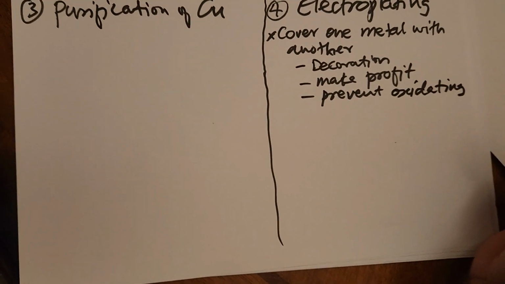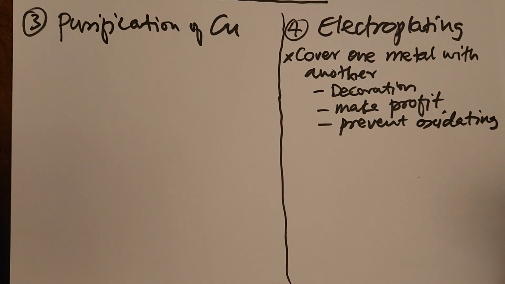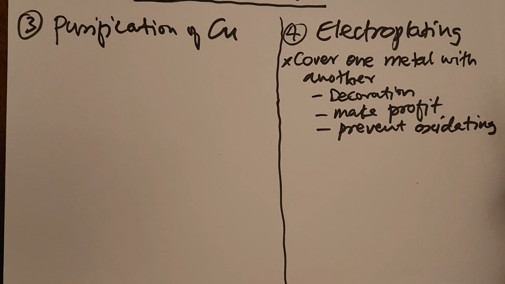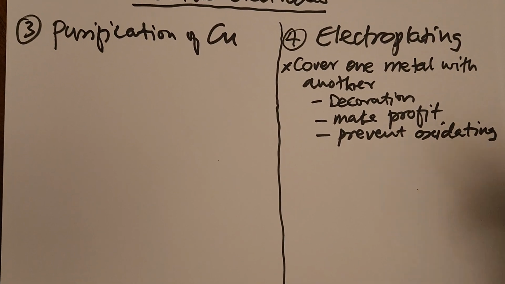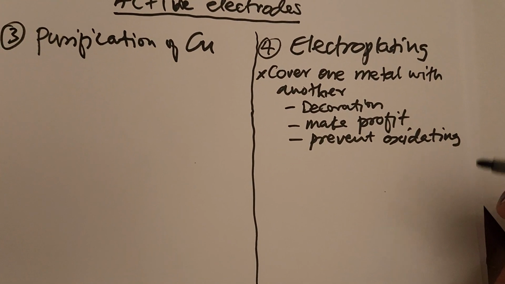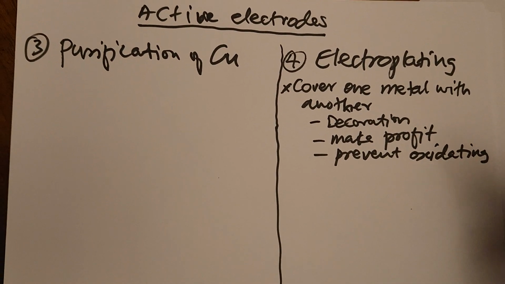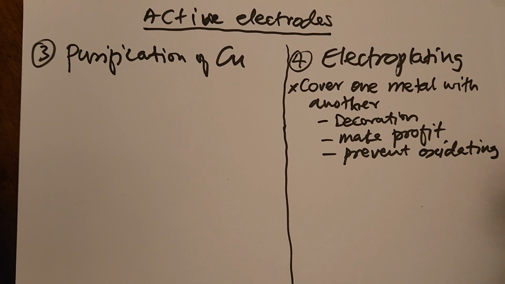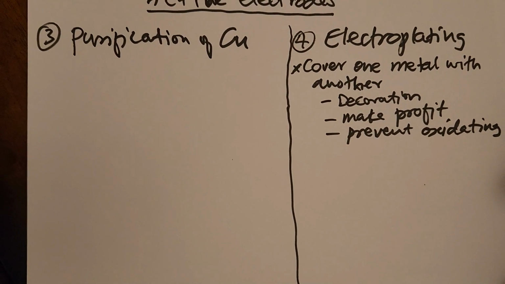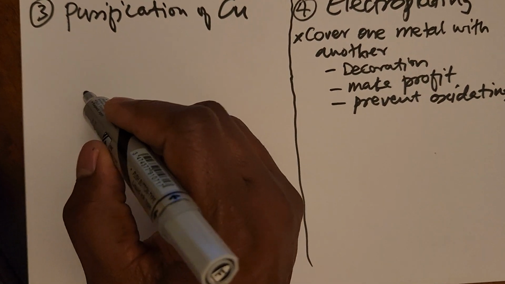When you cover one metal with another, normally you have to use a metal that is less corrosive than the one you are covering, like covering iron with silver. We know silver does not easily undergo oxidation. Or in terms of decoration, we are covering a cheaper metal with a very expensive metal, like covering iron with gold. The cells are in this way.